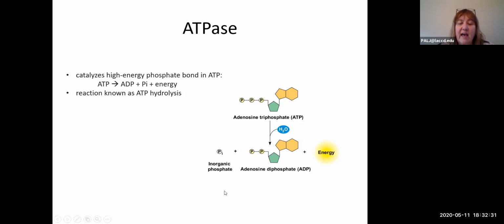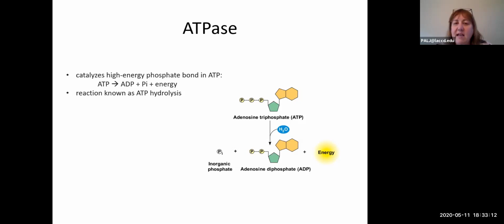When you have an ATP molecule, the ATPase will add water to it, it'll hydrolyze it, and you will end up with the lower energy ADP, an inorganic phosphate which can be released, and your energy which can be used for movement. So this reaction, going from ATP to the ADP and the inorganic phosphate, is called ATP hydrolysis, because we are using the hydrogen and the hydroxyl and attaching them to the newly created molecules.